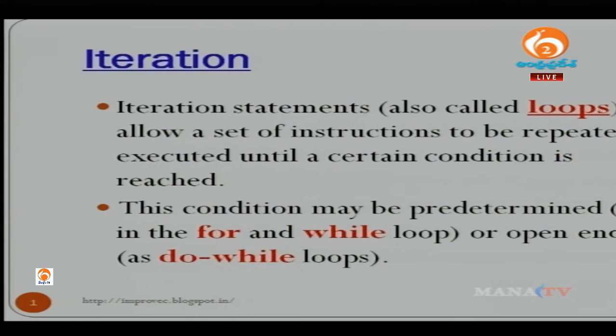Iteration statements, also called loops, allow a set of instructions to be repeatedly executed until a certain condition is reached. This condition may be predetermined, as in a for loop and a while loop, or a do while loop. There are three types of loops, iteration statements, available. One is for loop, second one is while loop, third one is do while loop.